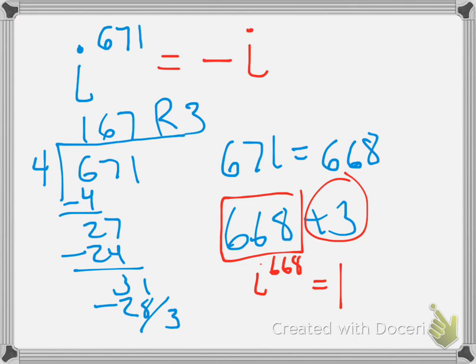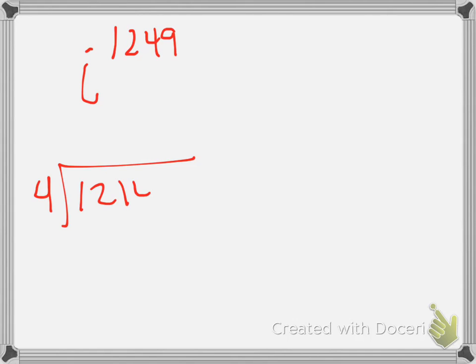So that's how you can take a really large power and rewrite it as a smaller power. So if I raise i to the 1249th power, well, what would that be? So I divide 4 into 1249, and 4 goes into 12 3 times, goes in there evenly. 4 goes into 4 1 time, goes in there evenly. 4 goes into 9 twice, and then that's 8. 4 times 2 is 8, with a remainder of 1.